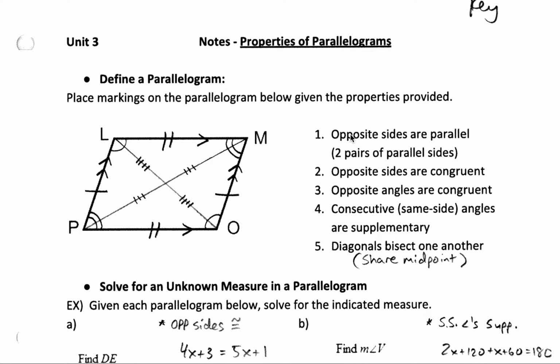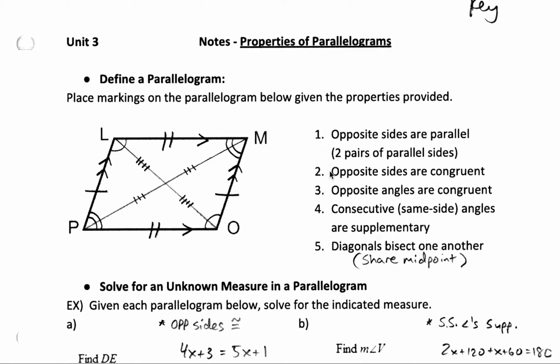The first thing is that opposite sides are parallel. So side LP is parallel to side MO. We show that they're parallel with symbols by using the same arrows going the same direction on both segments. Also, LM is opposite from PO, so those opposite sides are also running parallel. We'll give them arrows as well.